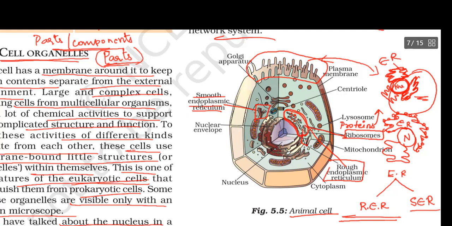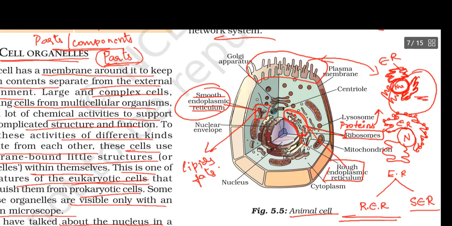And now coming to the smooth endoplasmic reticulum, what is the work of the smooth endoplasmic reticulum? They are going to synthesize the lipids and fats that are necessary for the body. They produce lipids and fats, and they will send them to the body wherever necessary.